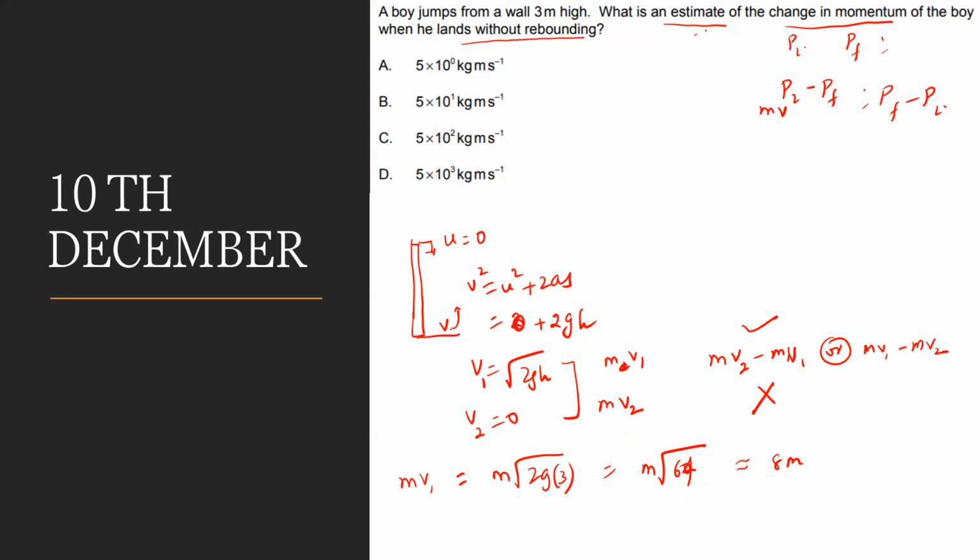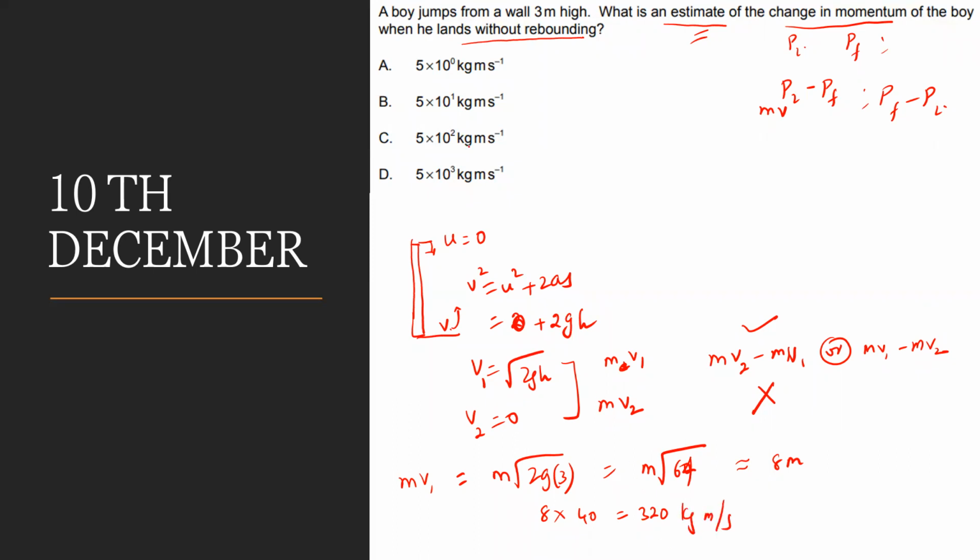Once again, estimate. What do you mean by estimate? You can assume. You're free to assume. Any question on estimate, it's very easy to solve. So 8M. What is M? M is not given. Let me assume. Can it be a 40 kg boy? If it is a 40 kg boy, what is the answer I get? 8 4s are 32. 320 kg meter per second I get.